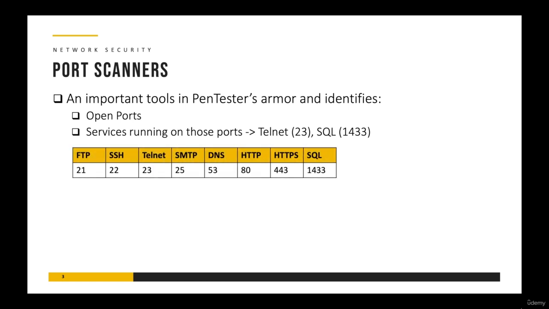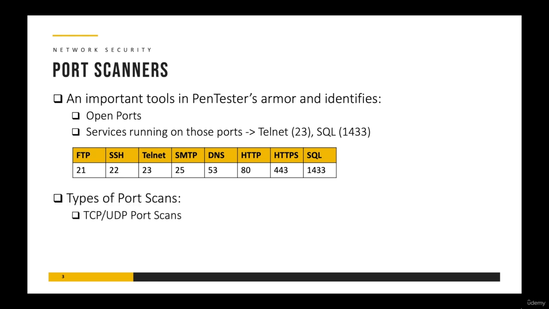Here is a list of some common services and their ports. FTP runs on port 21, SSH, the secure shell, always uses port 22. Telnet, which is a very weak protocol and transmits data in plain text, runs on port 23. SMTP runs on port 25. The domain name system runs on port 53. HTTP, the protocol used for web browsing, and an insecure protocol because it transmits data in plain text, runs on port 80. The secure version, that is HTTPS, runs on port 443, and SQL runs on port 1433, and so on. So all of these are standardized ports.